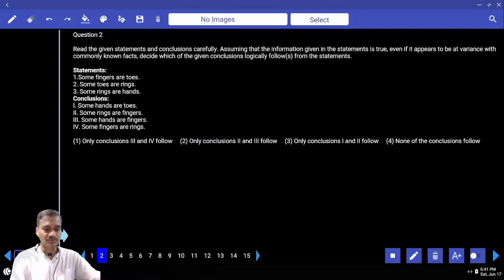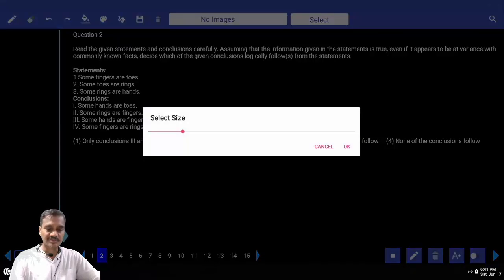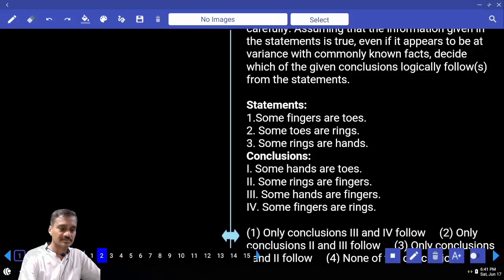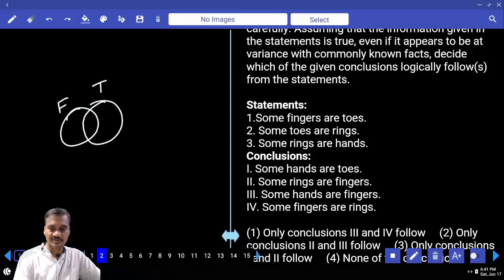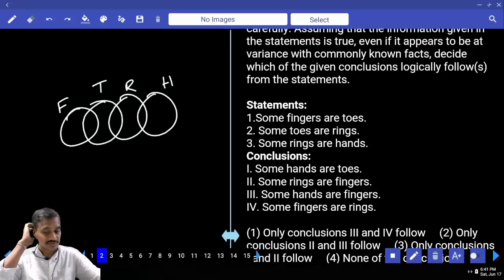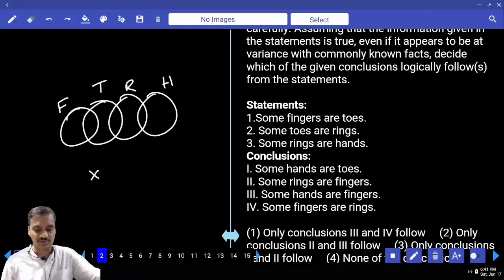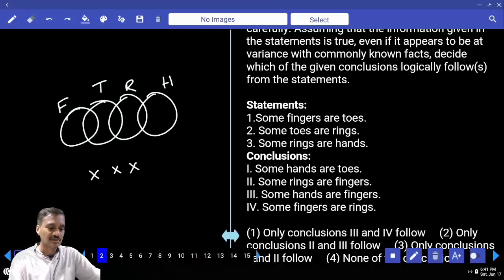Then question number 2. In the second, some fingers are toes, and some toes are rings, and some rings are hands. Then the first one, some hands are toes: hand and toes, no intersection. Some rings are fingers: no intersection between these two. Some hands are fingers: no intersection. Some fingers are rings: no intersection.